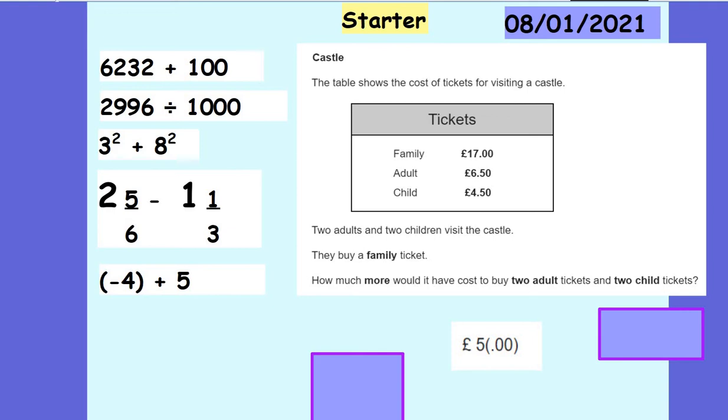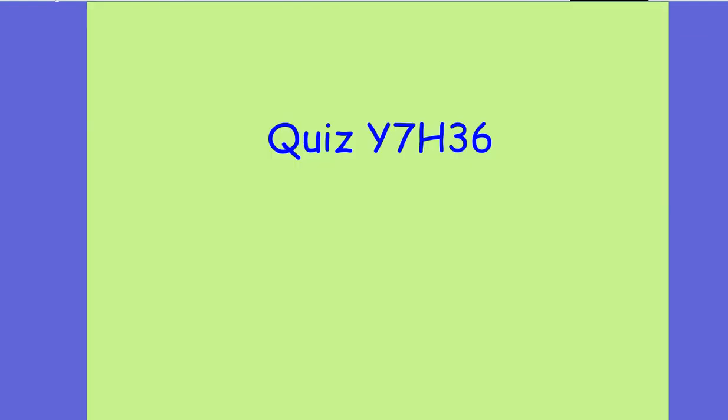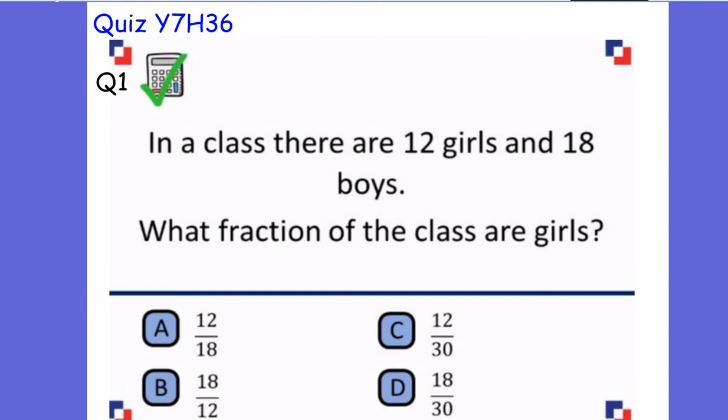Okay, let's head into the diagnostic quiz now. So if you could write down on your mini whiteboards or in your rough books A, B, C or D for each of these questions. Pause the video at any minute if you want to spend some extra time working it out, and we'll go through the answers at the end. So off we go. Question number 1. In a class, there are 12 girls and 18 boys. What fraction of the class are girls? Feel free to pause the video and have a little think.